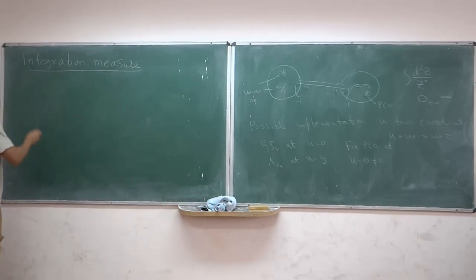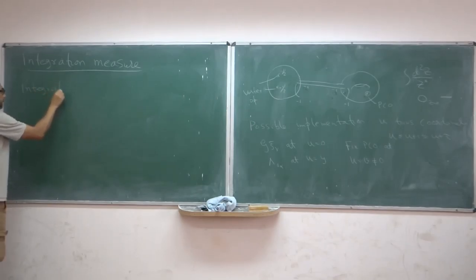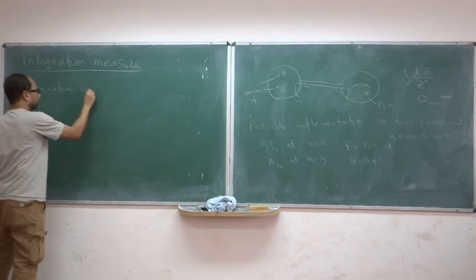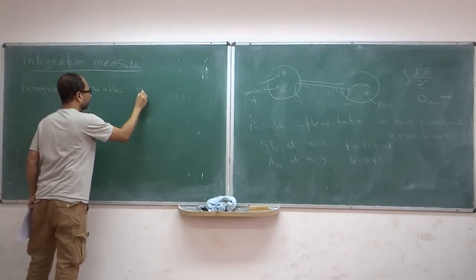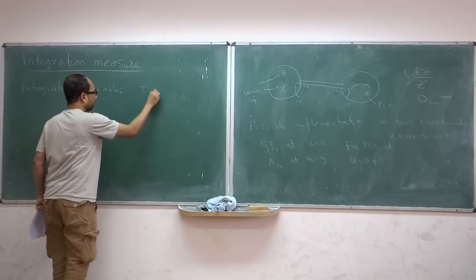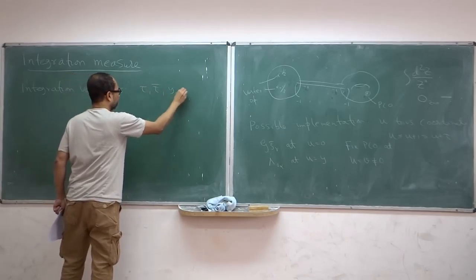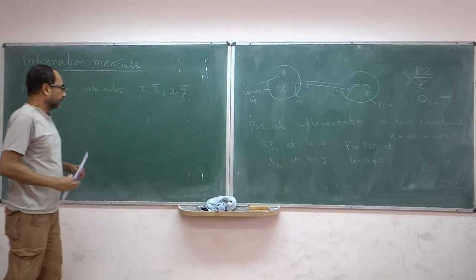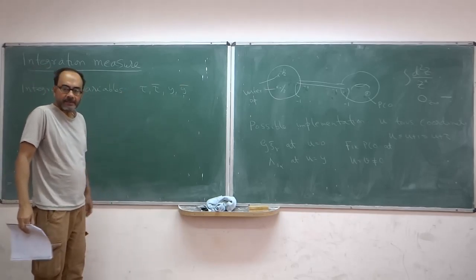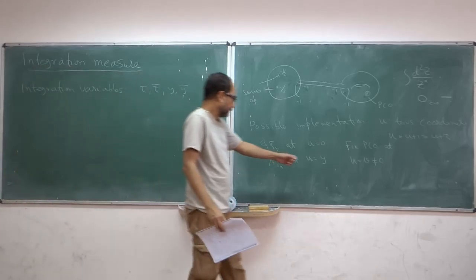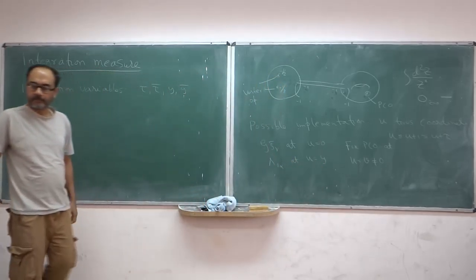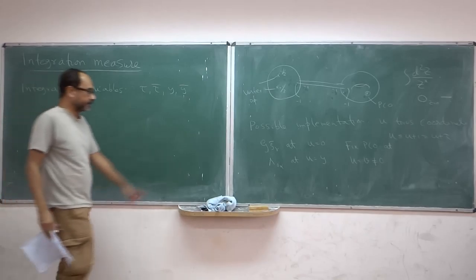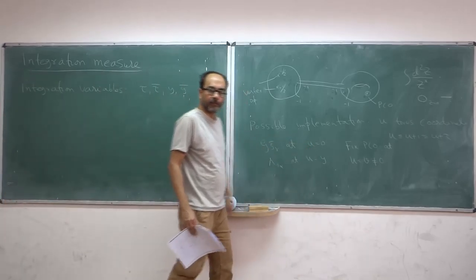So what are the integration variables? The integration variables are y, tau, tau bar. Tau is the modular parameter of the torus. y is the position of the second puncture. One of the positions is fixed, because by translation invariance, one of the positions you can fix.